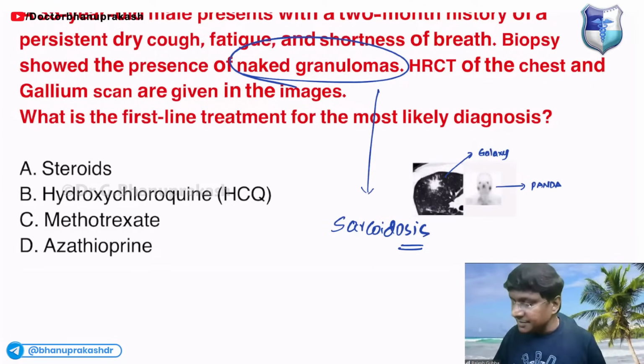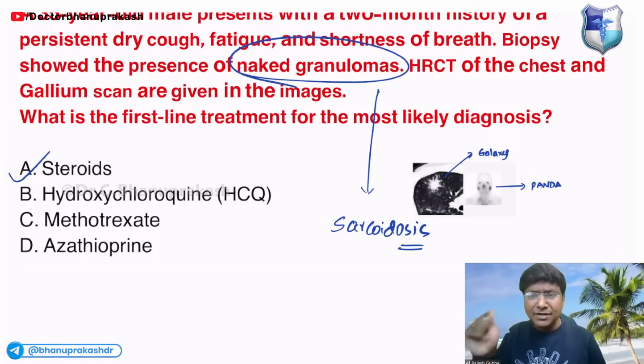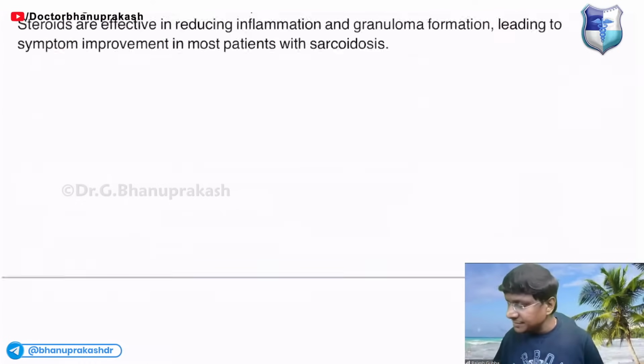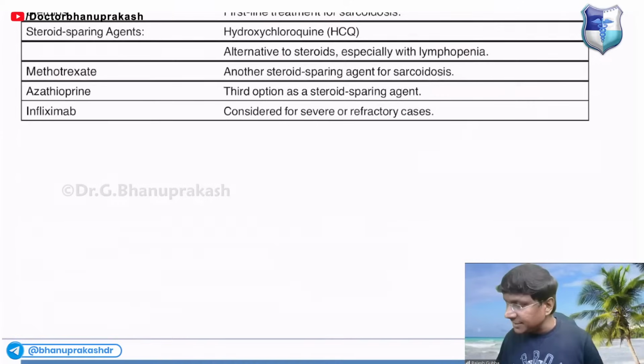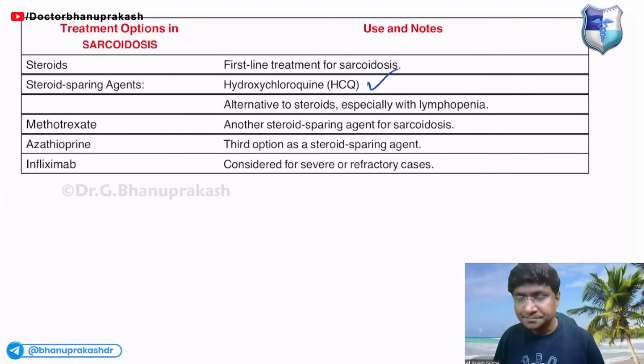So what is the first line treatment in sarcoidosis? Steroids is what we'll give, right? That is the first line treatment. If the patient is developing Cushing syndrome due to steroids, what is a steroid sparing agent? Hydroxychloroquine will be a steroid sparing agent, right?